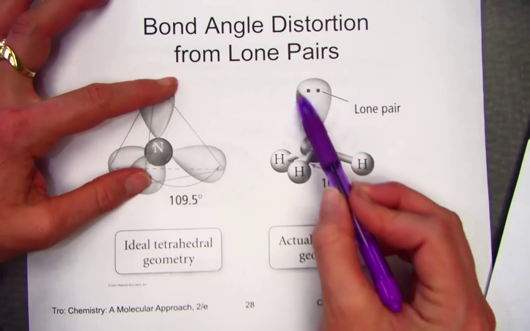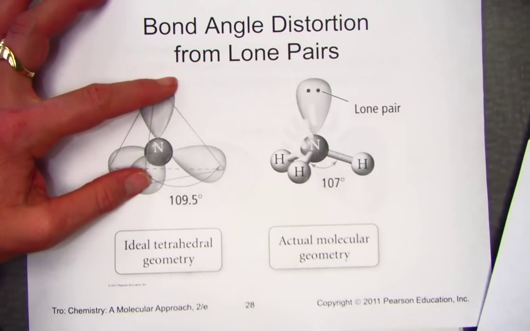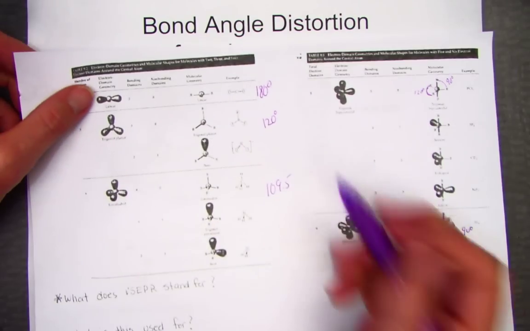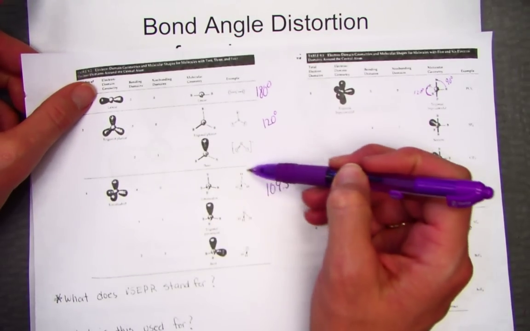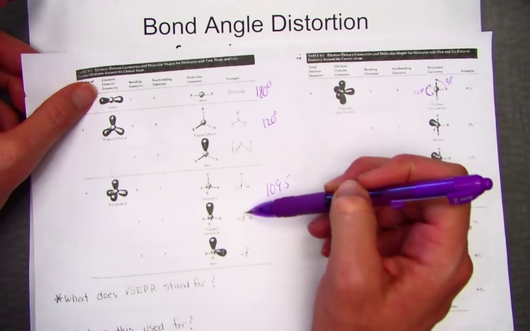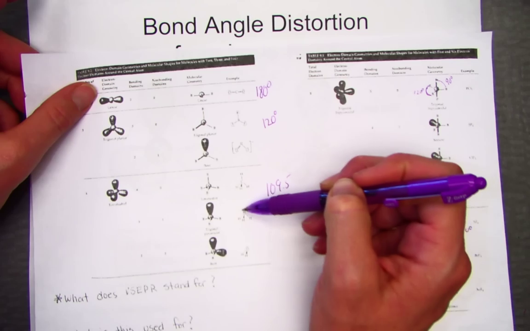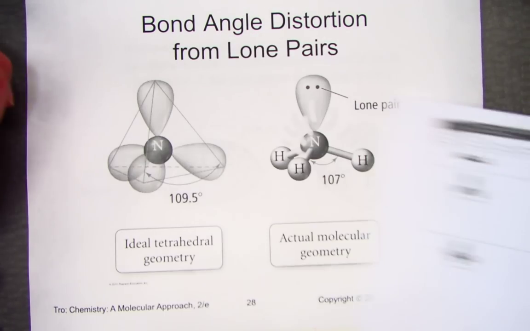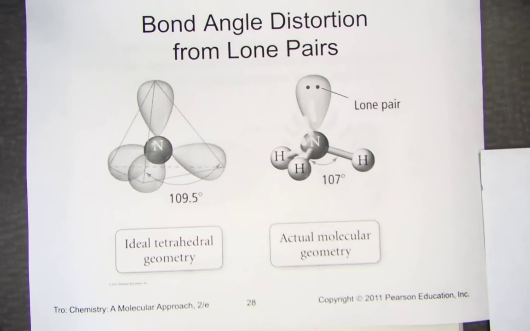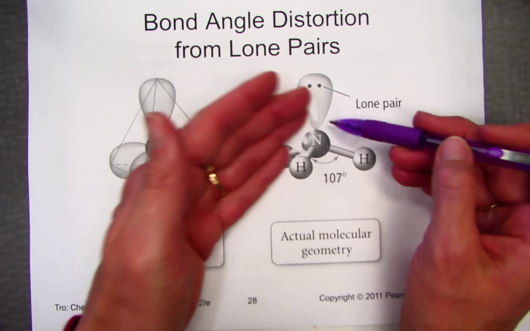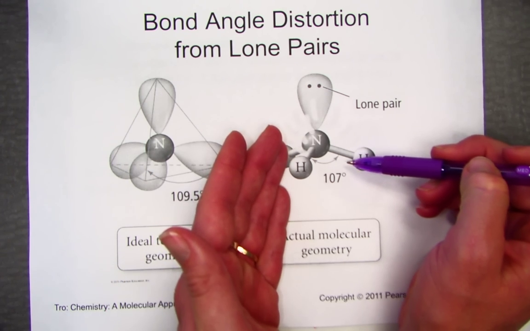Electrons is a cloud of electrons up on top. What would we expect to happen from this perfect 109.5 to creating a cloud up here on top of the nitrogen? Well, again, what happens? The electron cloud just takes a little more room, and it's going to push down the hydrogen.